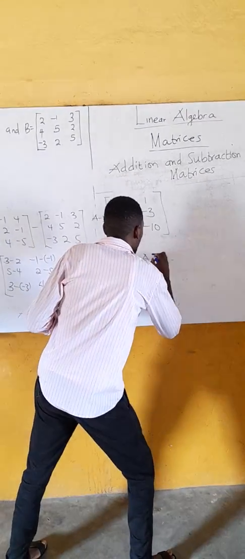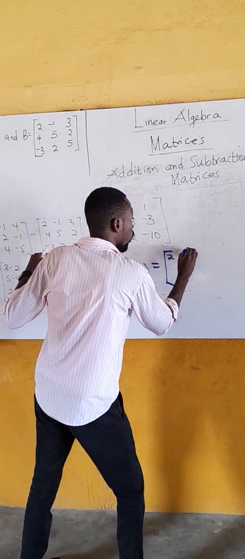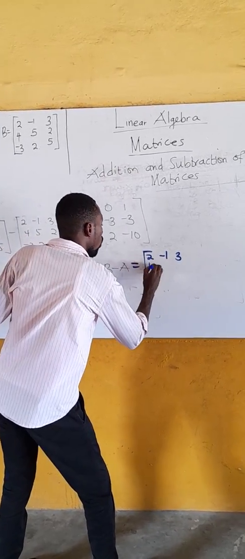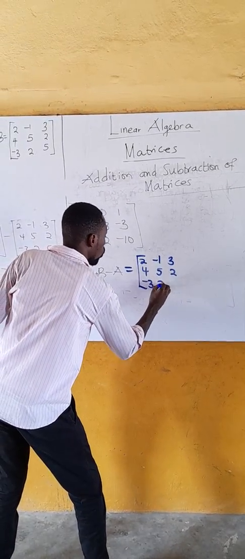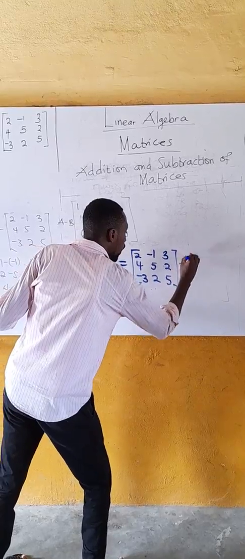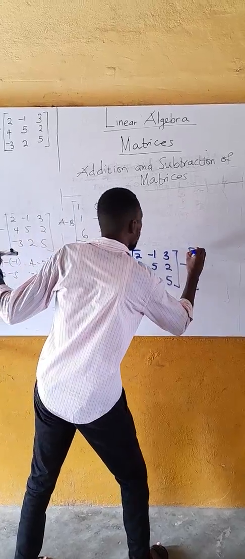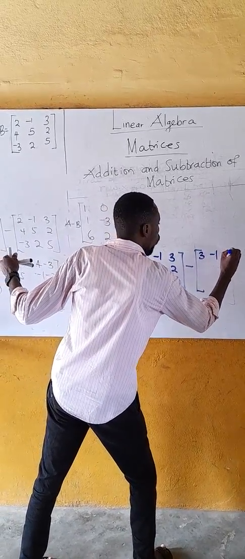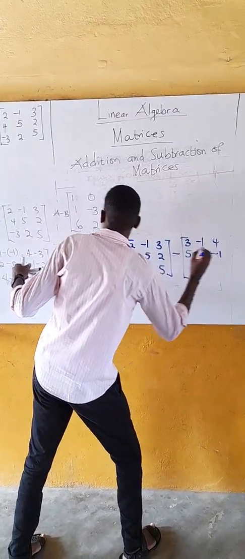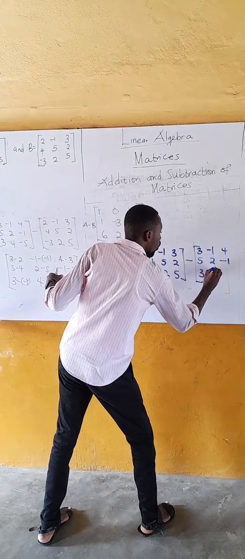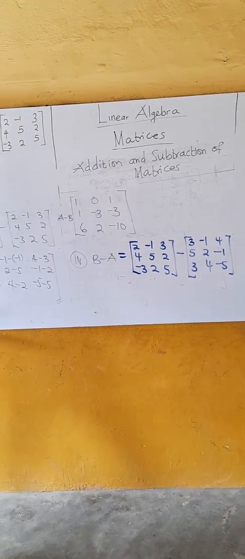So what's our B? Our B is 2, negative 1, 3; 4, 5, 2; negative 3, 2, 5, minus our A, which is 3, negative 1, 4; 5, 2, negative 1; then 3, 4, negative 5. So perform the operations on them.